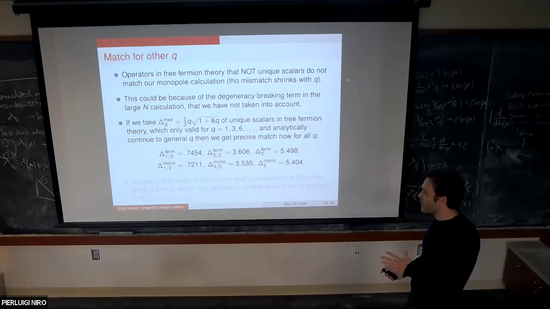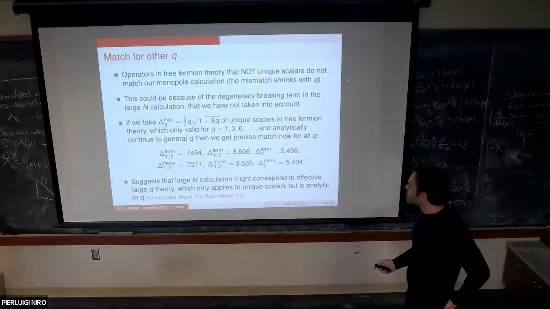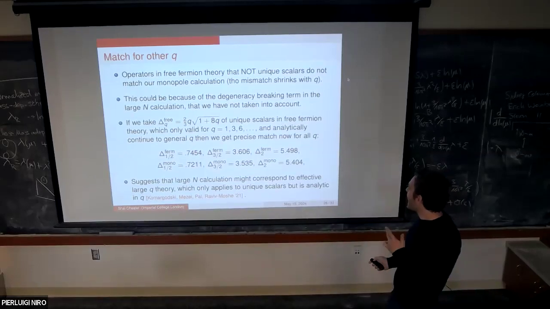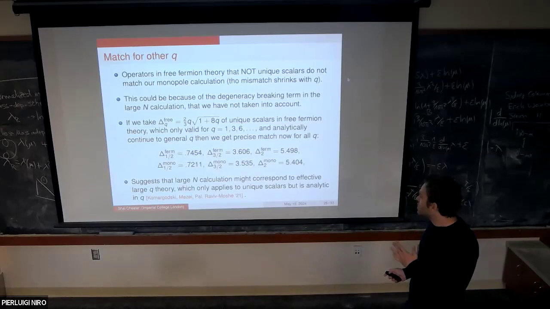Of course, this is not the physical answer. The physical answer for Q equals half is 1. But what's kind of intriguing is that this formula, while not the physical answer for these bad values of Q, nonetheless is matching our large flavor expansion. And so what this suggests is that the large flavor expansion might just be capturing the effective large Q theory, which as shown by these authors recently, only applies to the unique scalars.